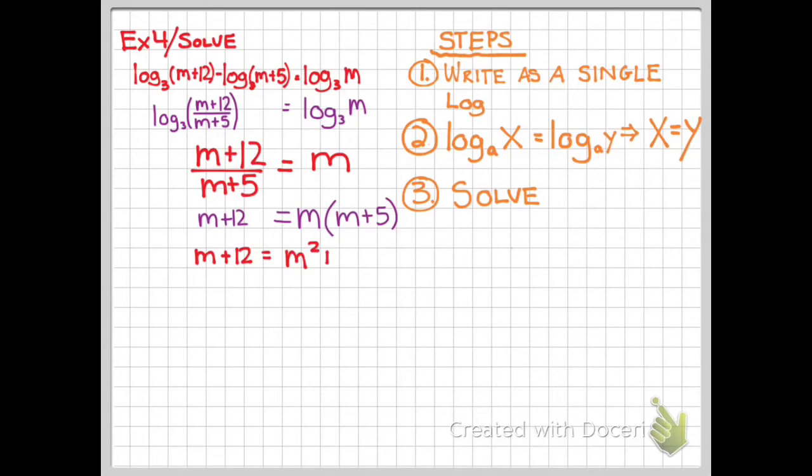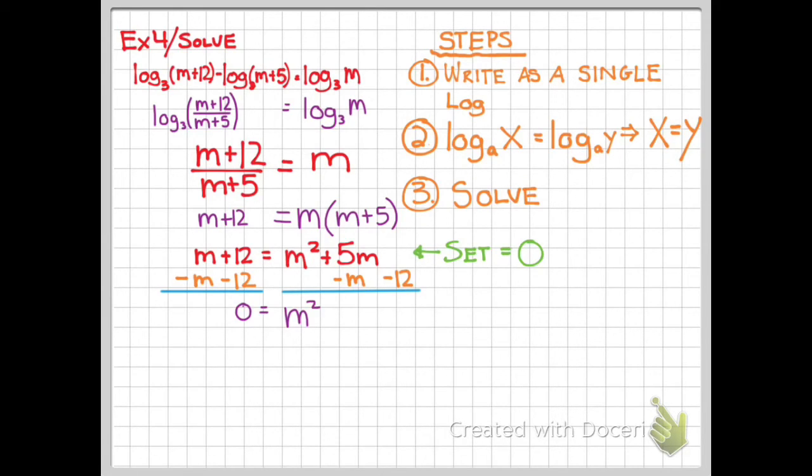When I solve that, I distribute the m, and I want to set it equal to 0. So I subtract m and minus 12 from both sides. So I'm subtracting this m over here from 5m, because they're like terms. I'm subtracting plus 12, so I'm doing minus 12 from both sides. This does not have a like term, so I will now simplify both sides and see that I get 0 on the left hand side, and I get m squared plus 5m minus m, which is 4m, minus 12. Next I want to solve this polynomial.